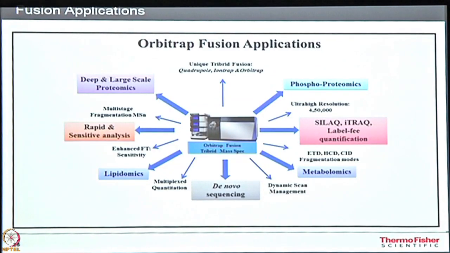Right now I am talking about identification, just how to do it. The Fusion is not only for identification, it can do many things. Right now we are doing deep proteome analysis and label-free or labeled relative quantification. It can also do phosphoproteomics, lipidomics, and metabolomics.